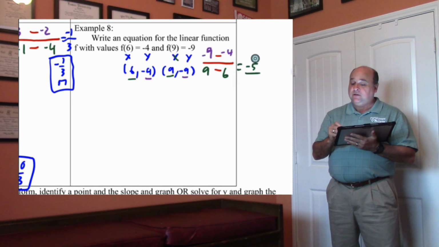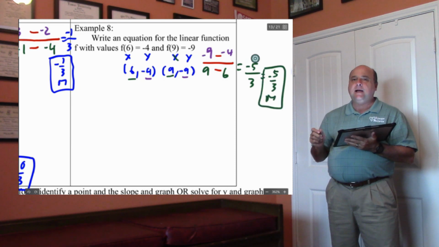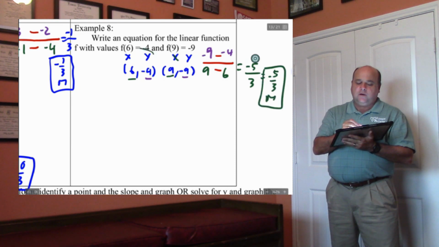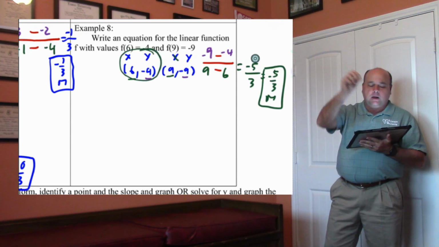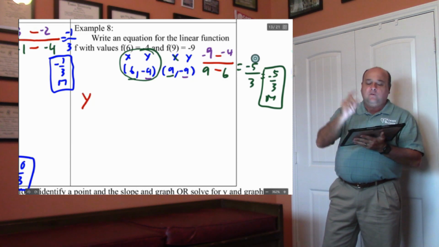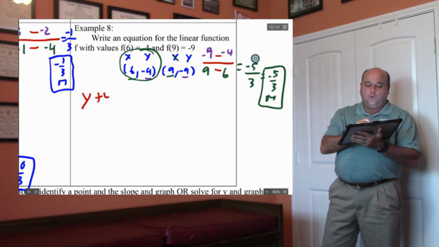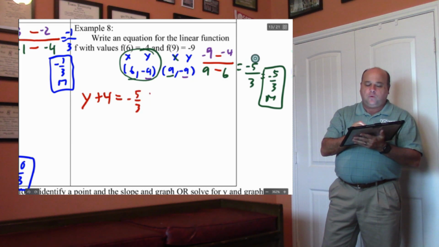9 minus 6 is 3. So our slope's going to be -5/3. That's going to be our m. Box that. And let's use our first point, the x and the y. So we're going to use the slope and the point, and we're going to plug it into point-slope. So our point-slope will be y, the opposite of -4 is +4, equals the slope -5/3, parentheses, x minus 6.